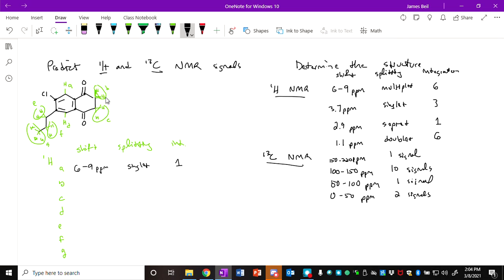Looking at hydrogen B and C, they are not equivalent. So that means they'll probably be splitting one another. But first we want to talk about shift. Being a CH2, I expect that to be around 1.2 ppm. But since it's 1 carbon away from a carbonyl, that's probably going to add about 1 ppm to that. So that's going to be around 2 to 3 ppm. And those 2 of type B would be split by C into a triplet.